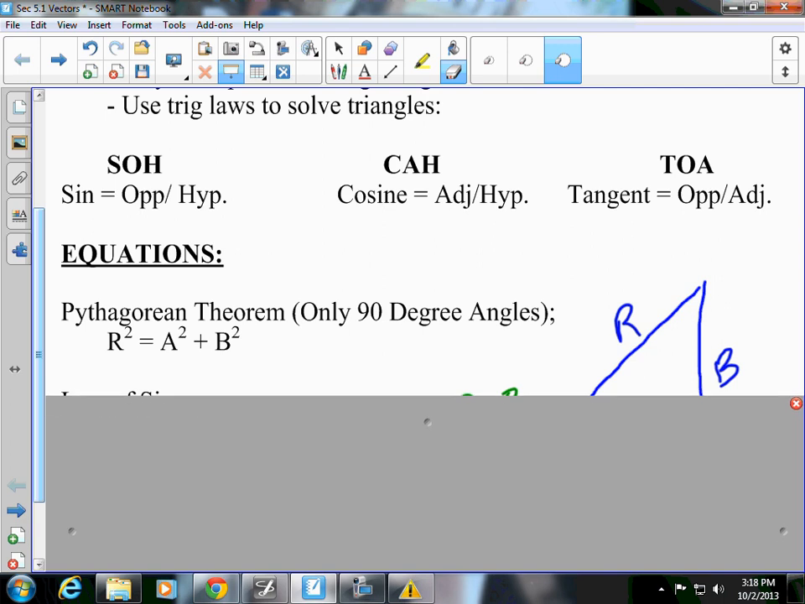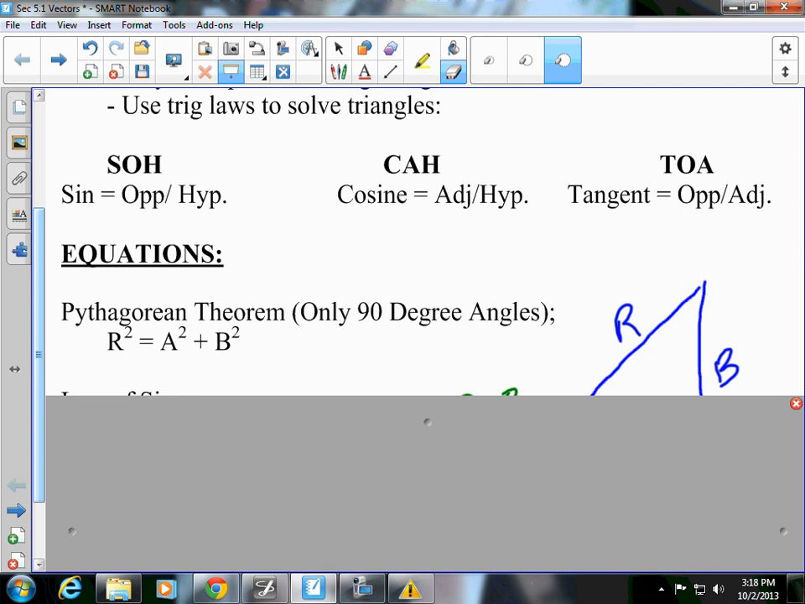The Pythagorean Theorem. Now, when you did the Pythagorean Theorem in 8th grade and you've continued to do it, you've just done c squared is equal to a squared plus b squared. In physics, we use R squared is equal to a squared plus b squared. R squared is the hypotenuse.